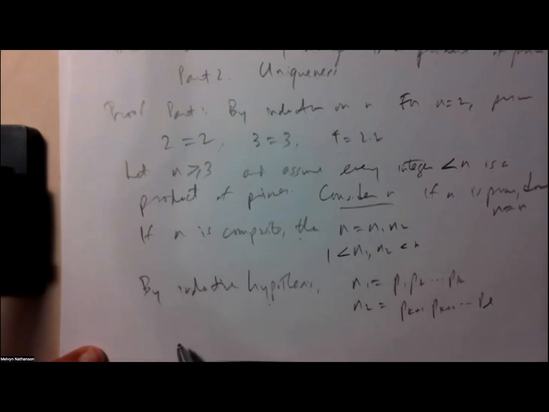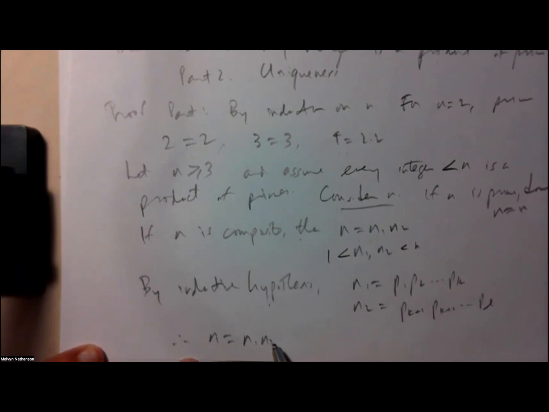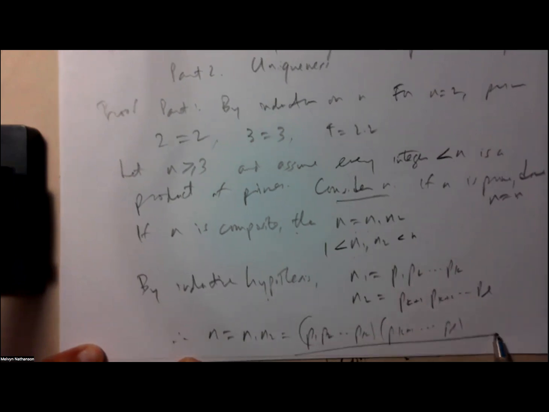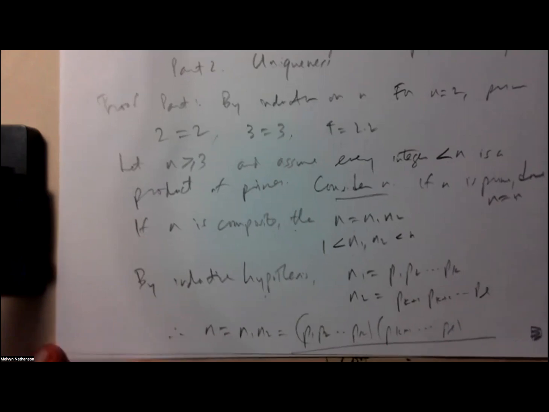product of primes. Therefore, n, which is n1 times n2, is p1 up to p sub k times p sub k plus 1 up to p sub l. This is just a big product of primes, so we're done. n is a product of primes. So this is straightforward.